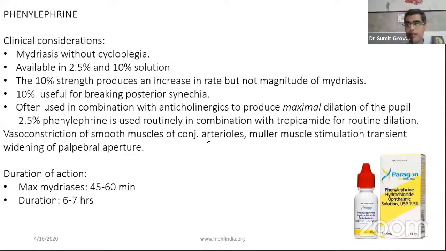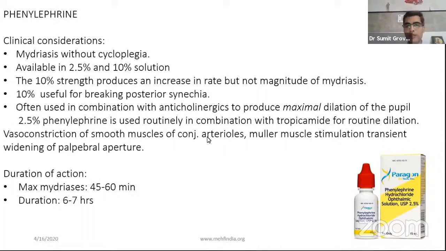Phenylephrine, as I already mentioned, is an alpha adrenergic agonist, which works through the neurotransmitter noradrenaline via the sympathetic pathway. It is the agonist of the alpha adrenergic receptors, which cause stimulation of the dilator muscles of the iris and cause mydriasis. It is not cycloplegic because it does not paralyze the ciliary muscles. It is available in 2.5 and 10% solution. 2.5% phenylephrine is routinely used in combination with tropicamide, as I already told you. 10% is seldom used, and when it was used, it was useful for breaking the posterior synechiae, and the majority of the side effects are associated with the 10% solution.